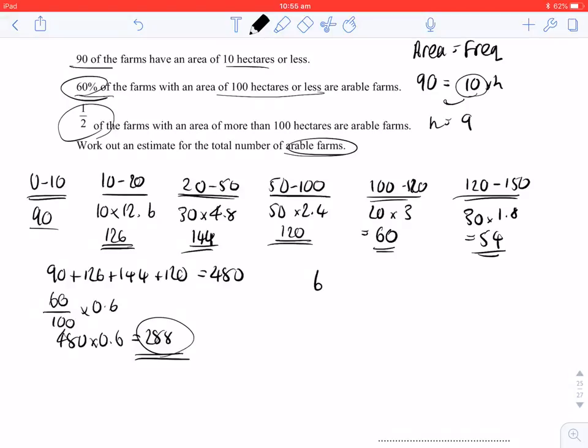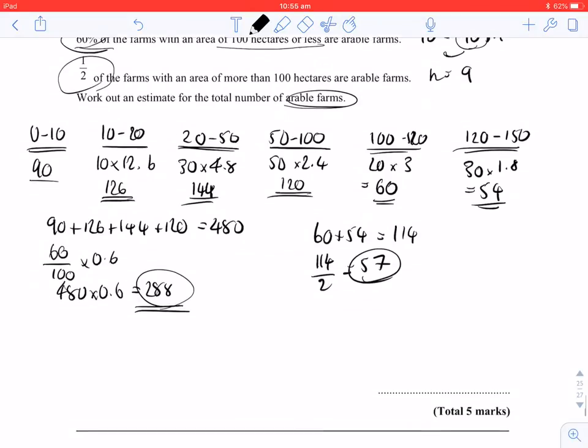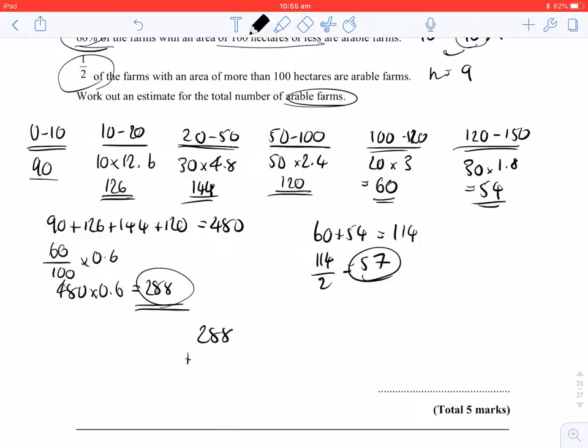And so we've then got 60 add 54, which is going to be 114. Half of those, so 114 divided by 2 is 57. So then you've got 288 add 57, which is going to give us 345 farms.